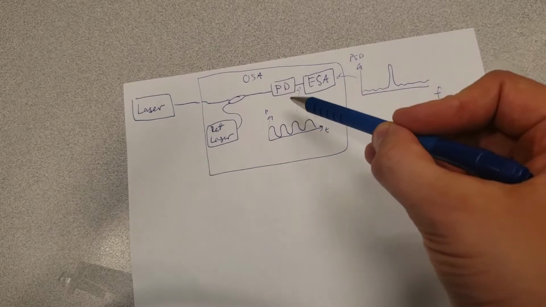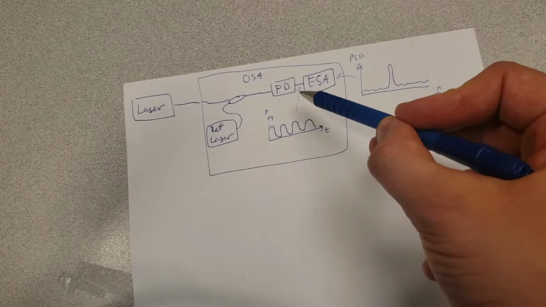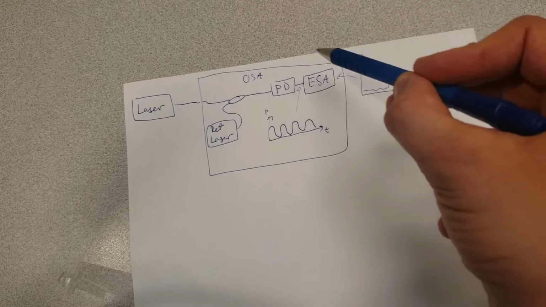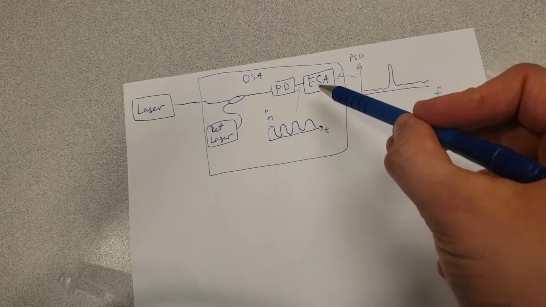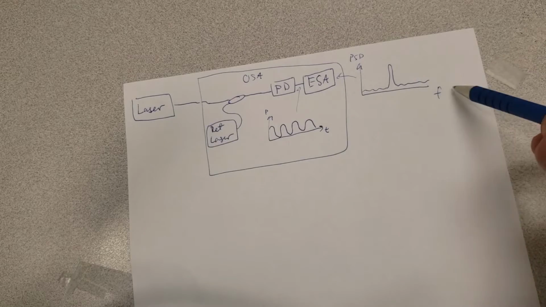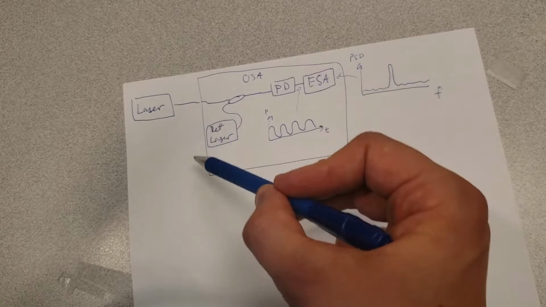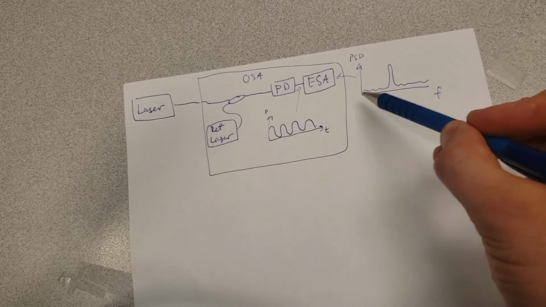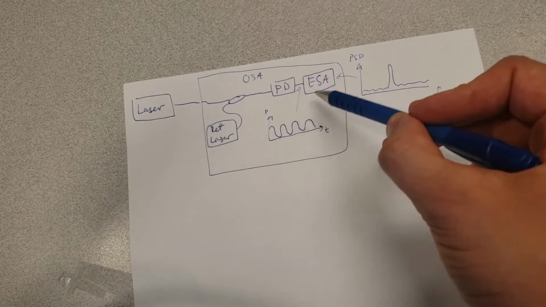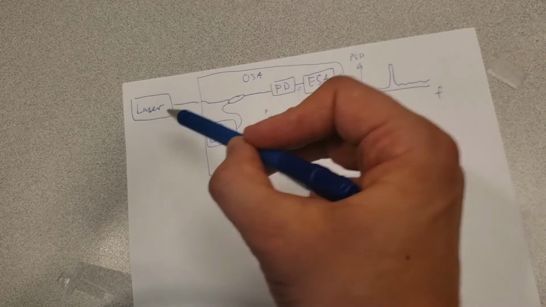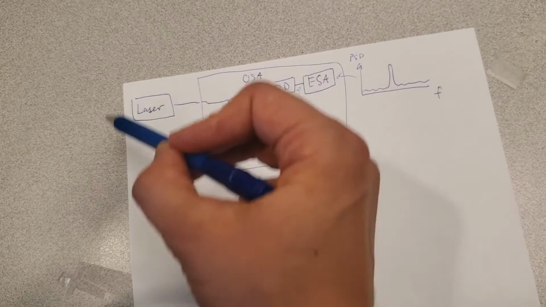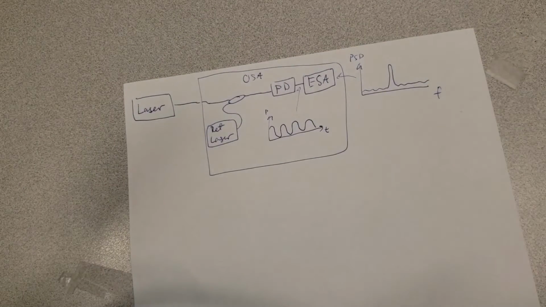This can then be sent into what's essentially an electrical spectrum analyzer, which uses various signal processing techniques like Fourier transforms in order to generate a frequency spectrum. Because the frequency of the reference laser is known, if you measure a certain oscillation frequency here at the ESA, then you can back calculate what the frequency of the incident laser was, like this. So let's go take a look at the actual device.